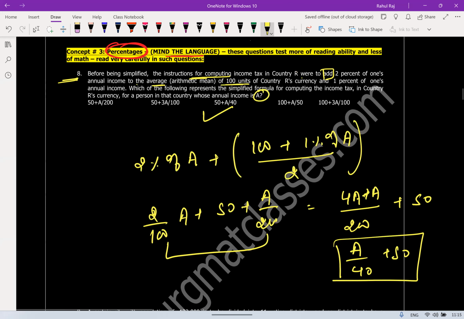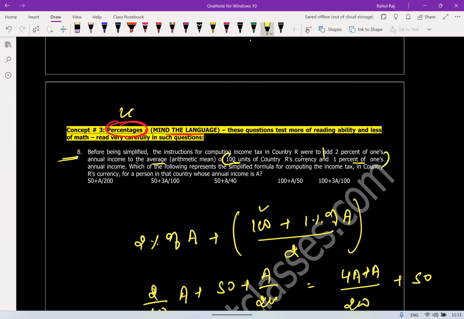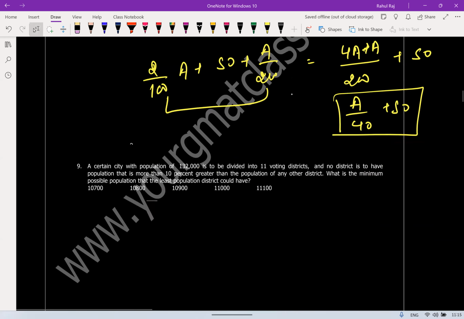Any problem? Rahul, yeah, it's percentage. Vedanshi, percentage. It is the average, or the arithmetic mean, of 100 units of country's currency. Average of 100 and 1% of annual income. So you are adding 2% of annual income to the average of A and B. A is 100 units and B is 1% of it. Okay, so element number 1 plus 2 by 2. Vedanshi, it is a percentage topic. Vedanshi, can you hear me? Question number 9, please.